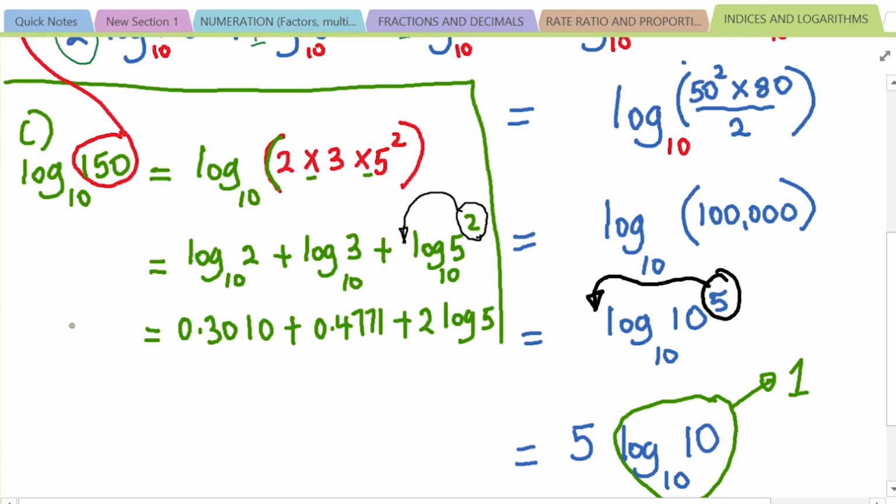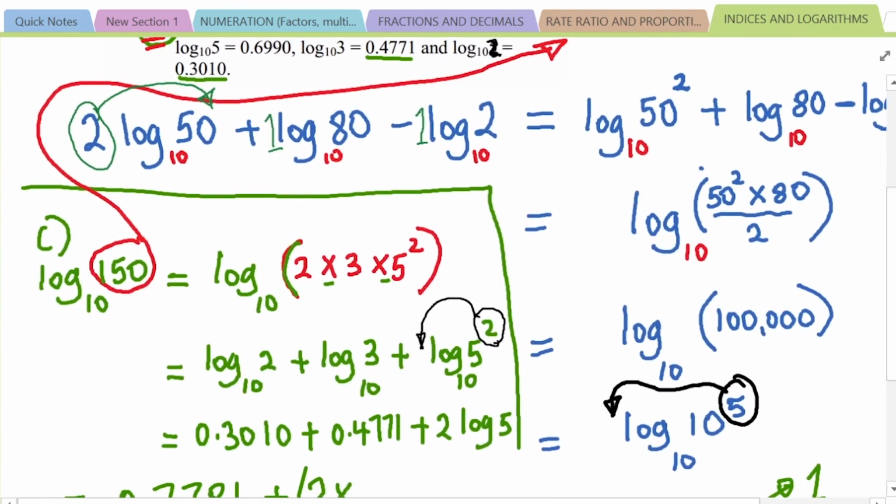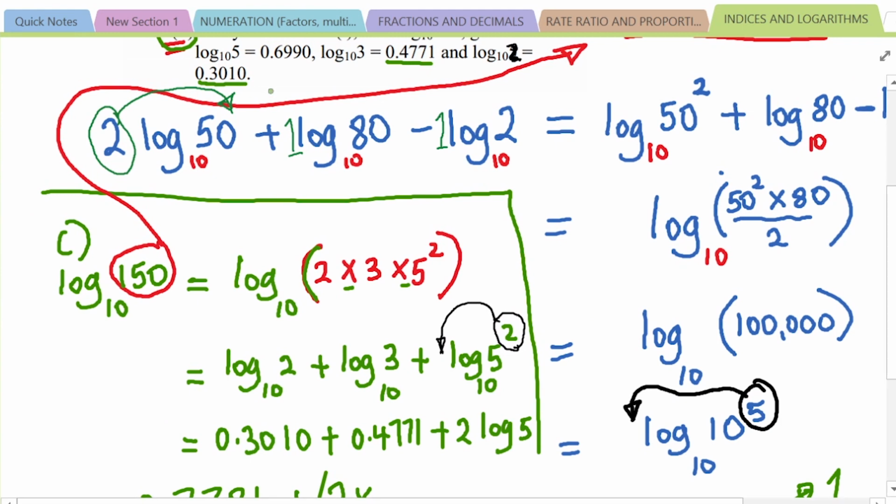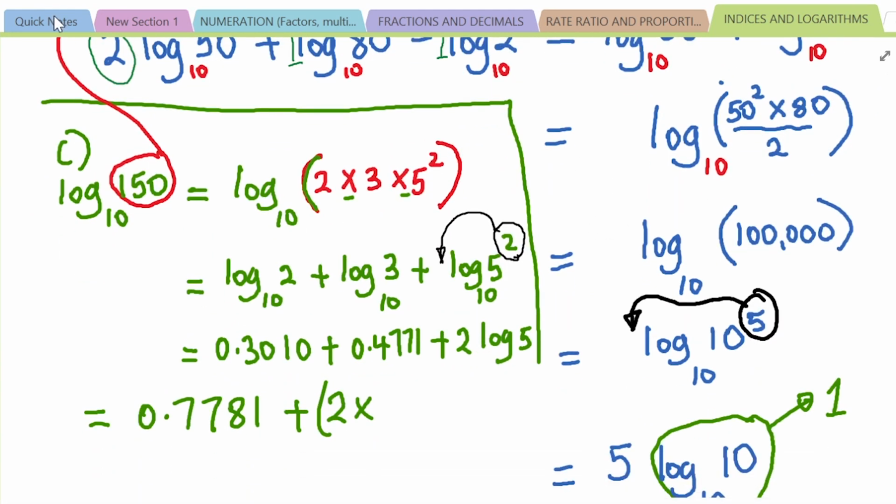So it means that this is going to be equal to, let's first add those ones, 0.3010 added to 0.4771. This is going to give us 0.7781 plus 2 times log of 5. Now log of 5 up here is given by 0.6990. So this is times 0.6990.